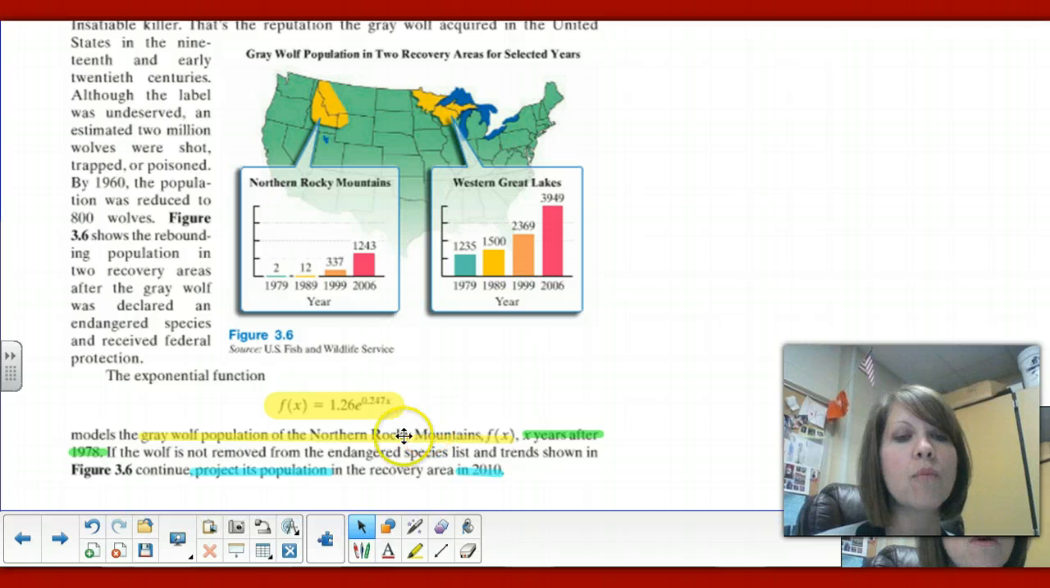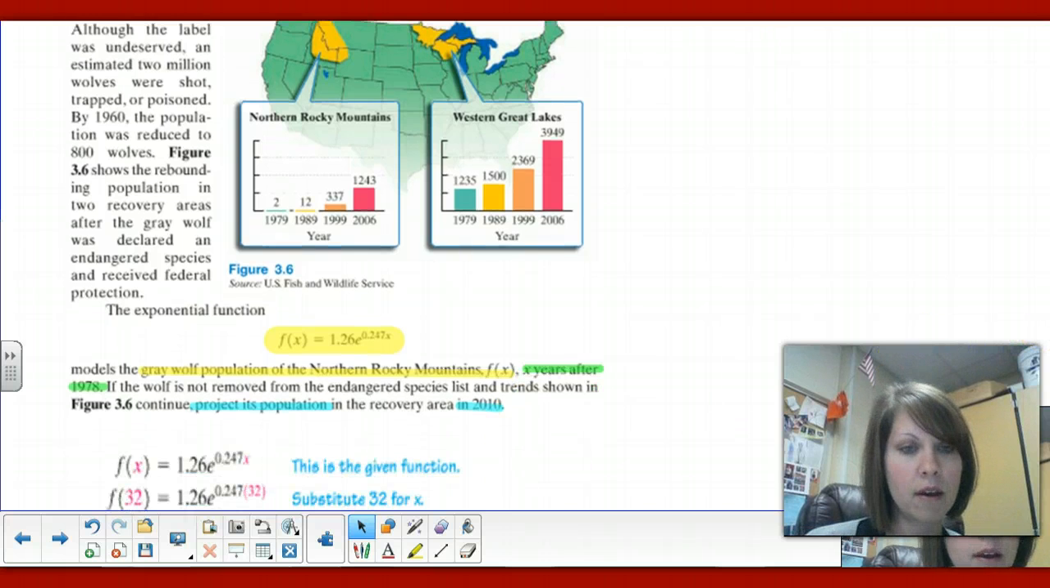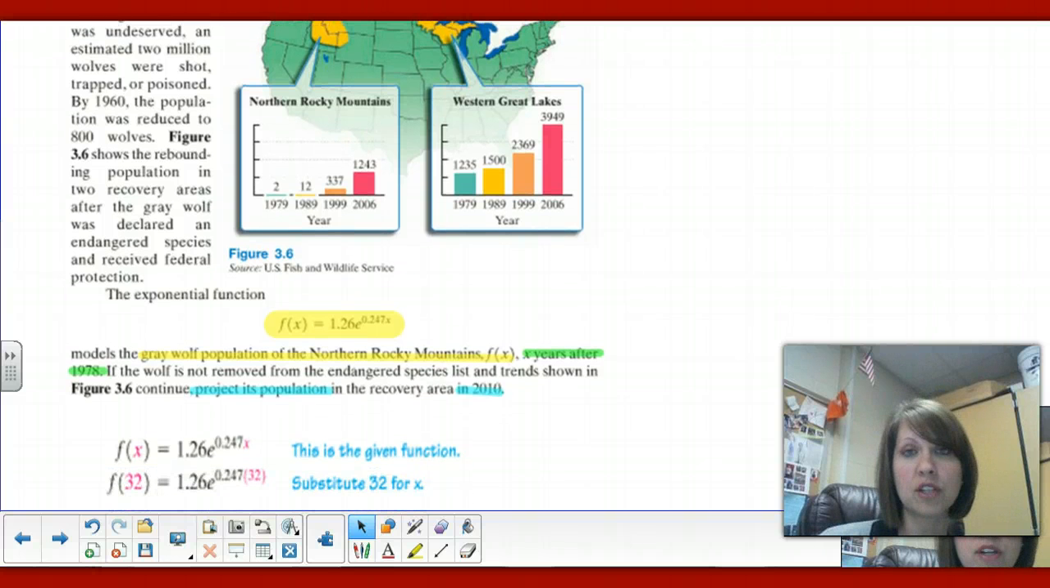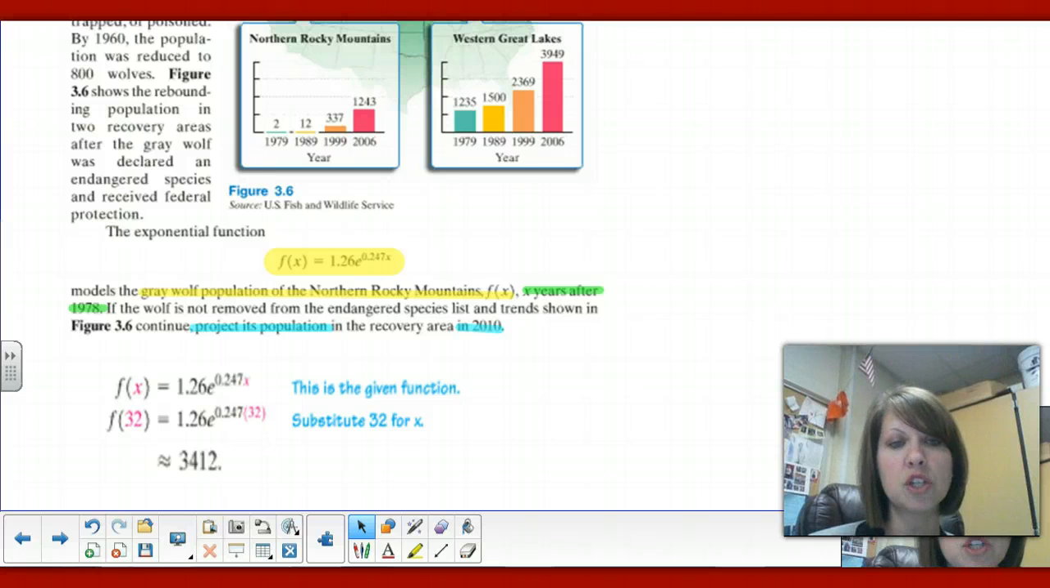Okay, so our job is to project the population, so the f of x, in 2010. So, okay, if I was born in 1978, how old would I have been in 2010? Okay, so we would have been 32 years old, and if we solve that, the population would be about 3,412 gray wolves.